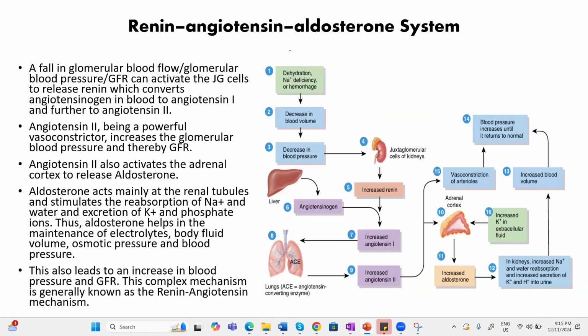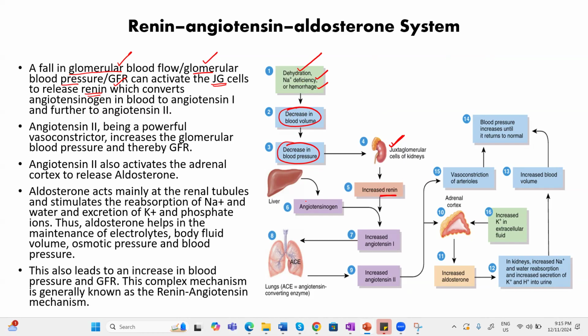RAS system, we are discussing the renin, angiotensin, aldosterone system. Whenever there is a fall in GFR or in the blood pressure, either glomerular blood flow is decreasing or blood pressure of the glomerulus is decreasing or GFR is decreasing, then JG cells will release renin. So in case of dehydration or sodium deficiency or hemorrhage, blood volume will decrease. When blood volume decreases, blood pressure also decreases. As a result, inside the glomerulus, pressure is low, blood volume is low, the GFR is low. So JG cells will be targeted to release renin.